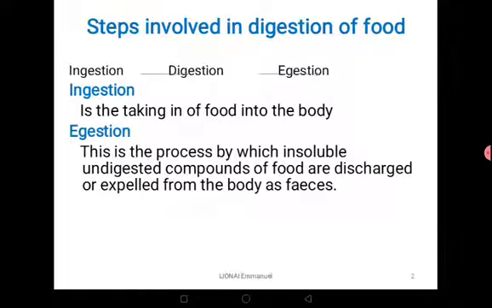Then we have another term called digestion. We already defined digestion. After ingestion, then digestion takes place: the breakdown of that food, physically and chemically. Then we have egestion. After digestion, this is the process by which insoluble undigested compounds of food are discharged or expelled from the body as feces. So this process also takes place after digestion.